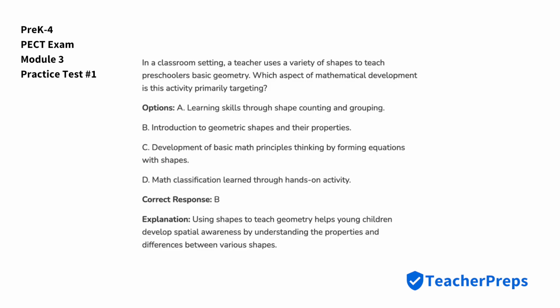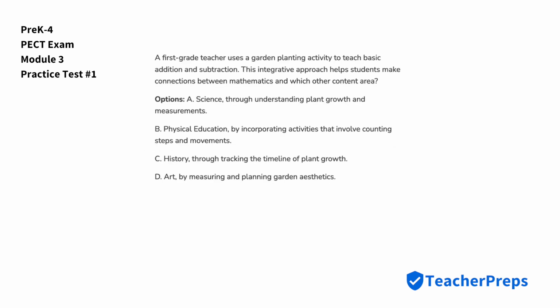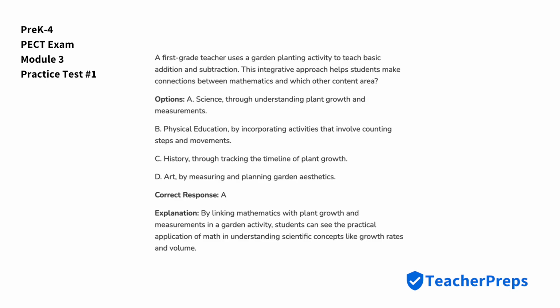Great, moving on. A first-grade teacher uses a garden planting activity to teach basic addition and subtraction. This integrative approach helps students make connections between mathematics and which other content area? In this case, by linking mathematics with plant growth and measurements in a garden activity, students can see the practical application of math in understanding scientific concepts like growth rates and volume. For this reason, answer option A is best.